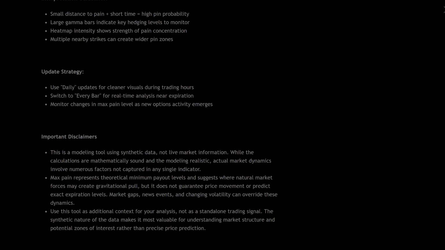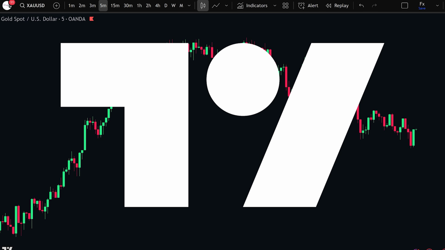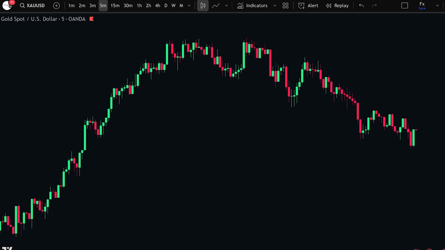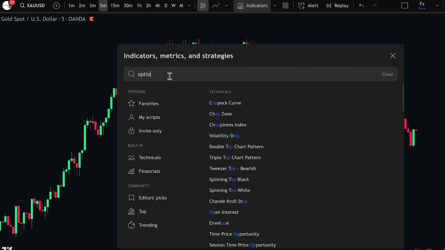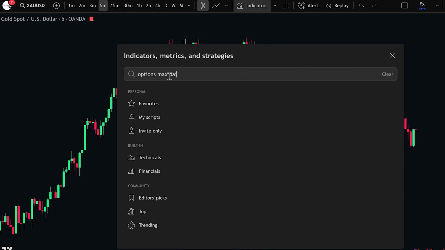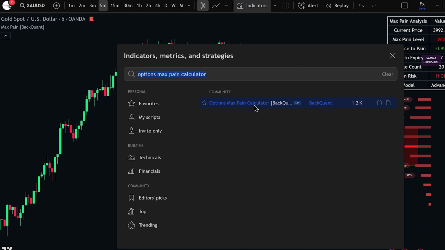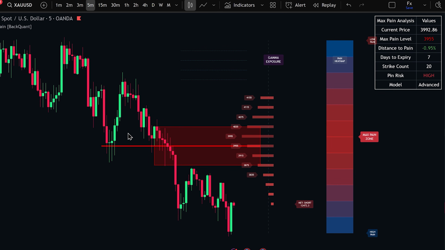Let's get started. First, open TradingView and click on the Indicators button at the top of your chart. In the search box, type Options Max Pain Calculator. Once you see it, click on the indicator by BackQuant, and it will instantly load onto your chart. Go ahead and close the search panel so you can view the full display clearly.